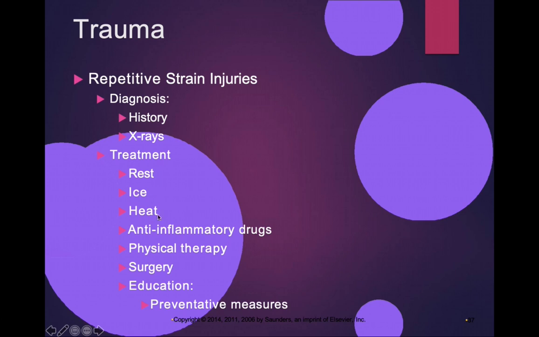And if something is already inflamed, you're not going to add more heat to it. You're going to put ice on it. If something is tight, like a tight pickle jar, you put it under hot water and it expands. So when muscles are tight, you can put heat on it. When something's painful, you put ice on it. Anti-inflammatory drugs, PT, physical therapy, surgery, education, of course. These are all preventative measures from an educational perspective.